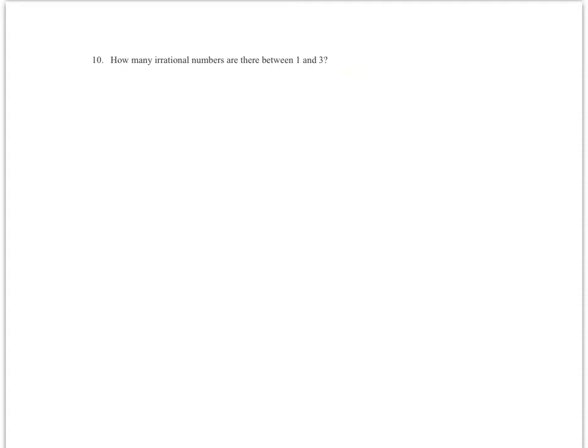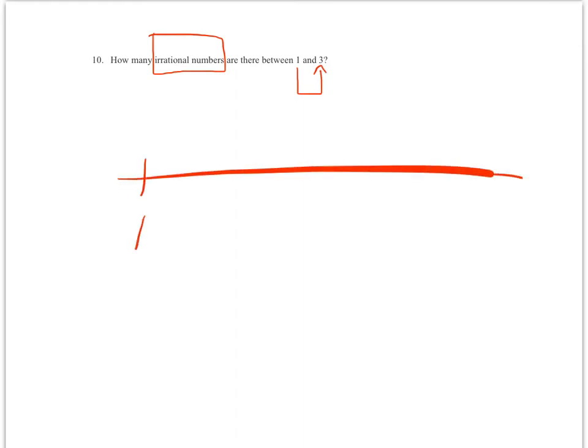Number 10, how many irrational numbers are there between 1 and 3? An irrational number is a number that cannot be written as a fraction using integers. So basically what this question is asking, how many numbers are there between 1 and 3 that are not rational? I don't know. Sorry to say I don't know. I mean, I do know, but it's difficult to describe. Let's discuss irrational for a second.